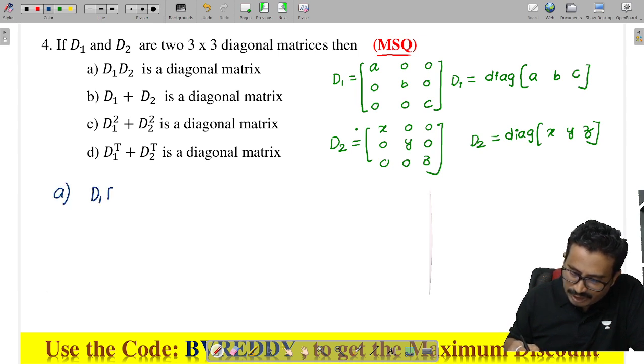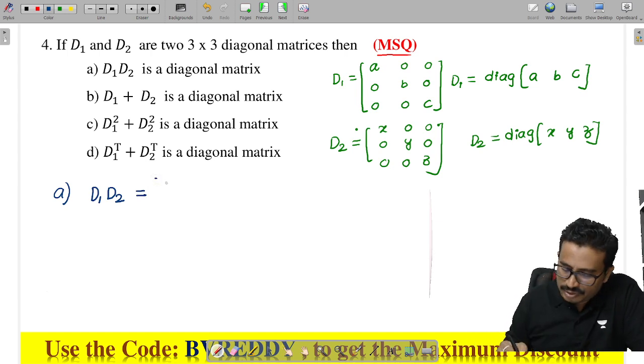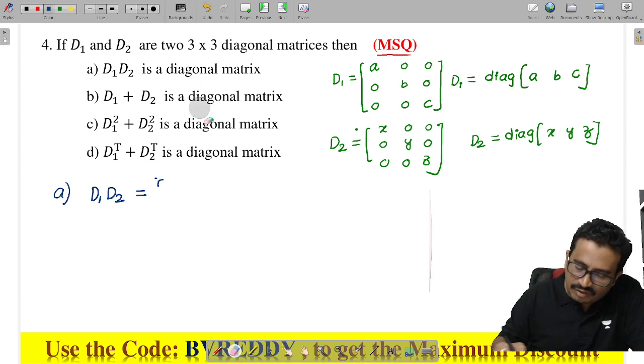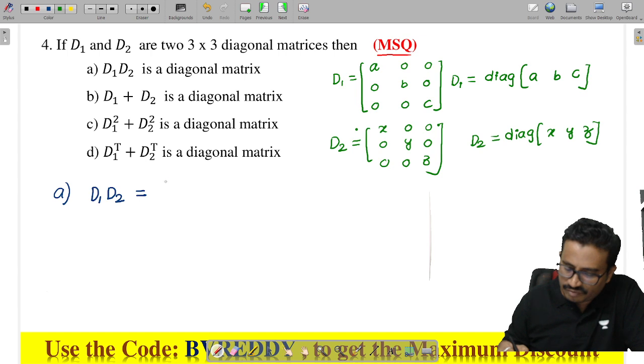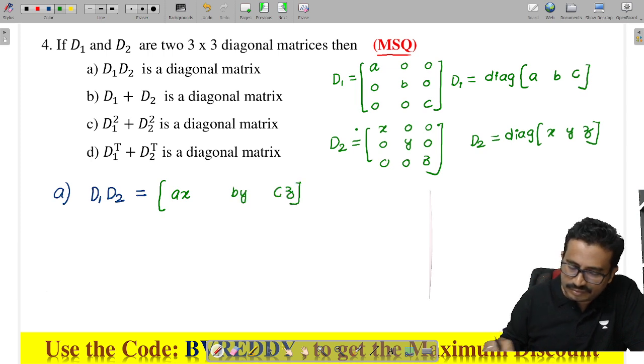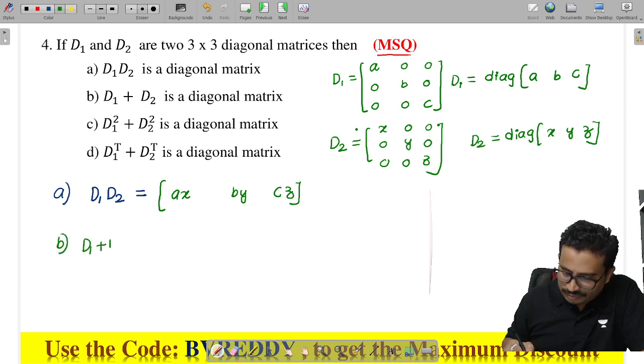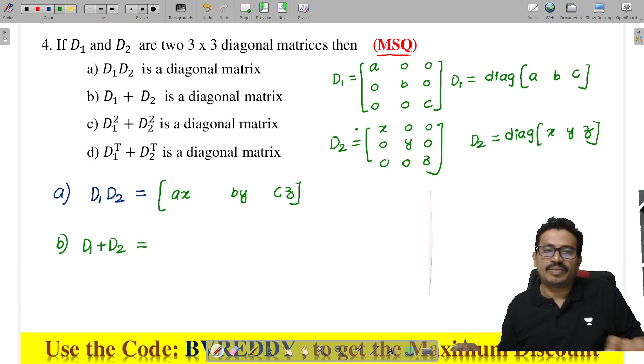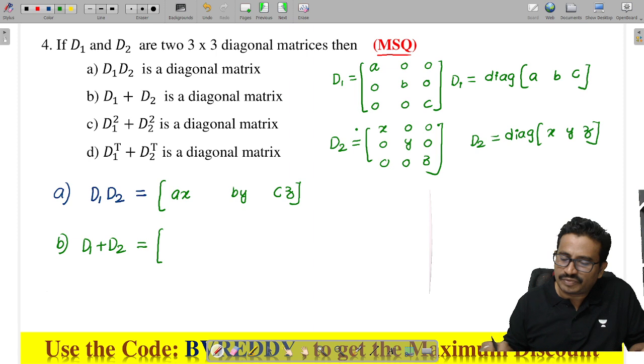That means we have multiplied the D1 and D2 matrices. We multiply these two here, and we will get the result in diagonal form only, which will be ax, by and cz. Next, D1 plus D2, the sum of the two diagonal matrices. If I add, what will we get? a plus x will come, only diagonal matrices, that is b plus y will come and c plus z will come.